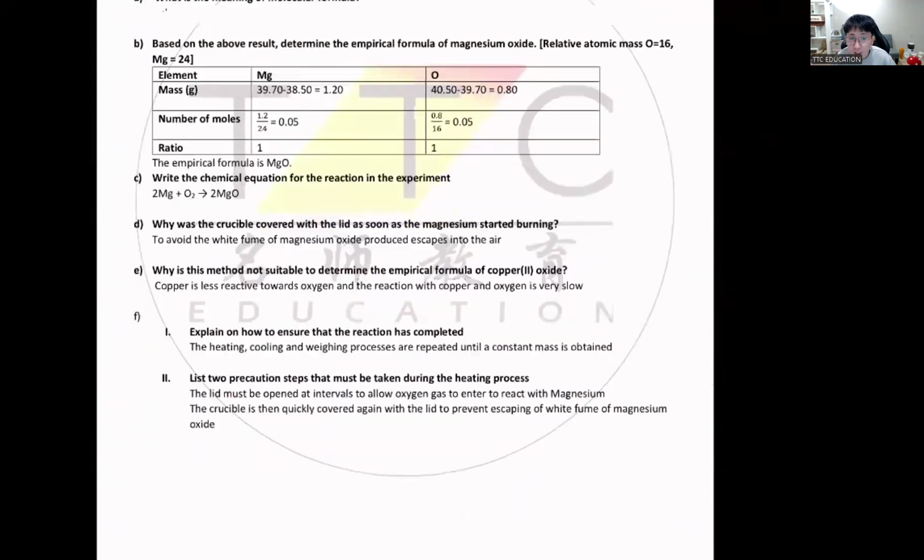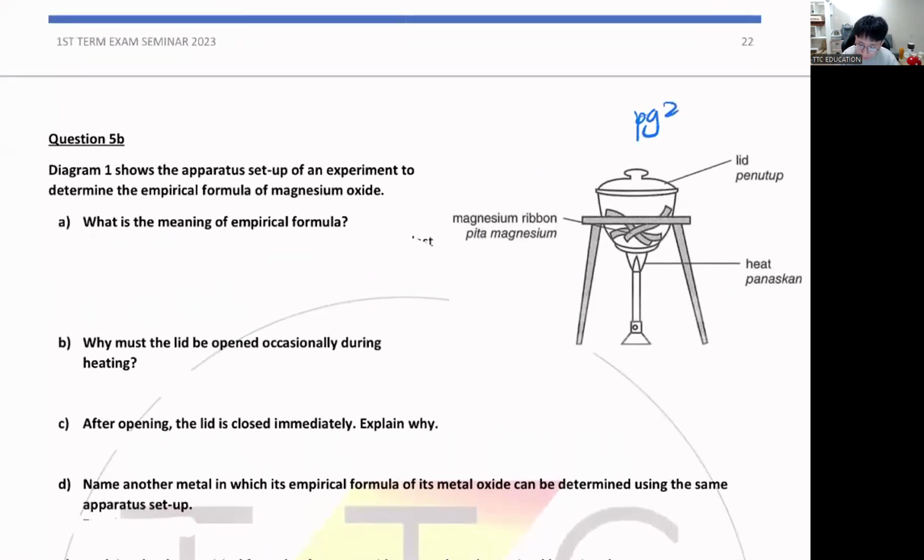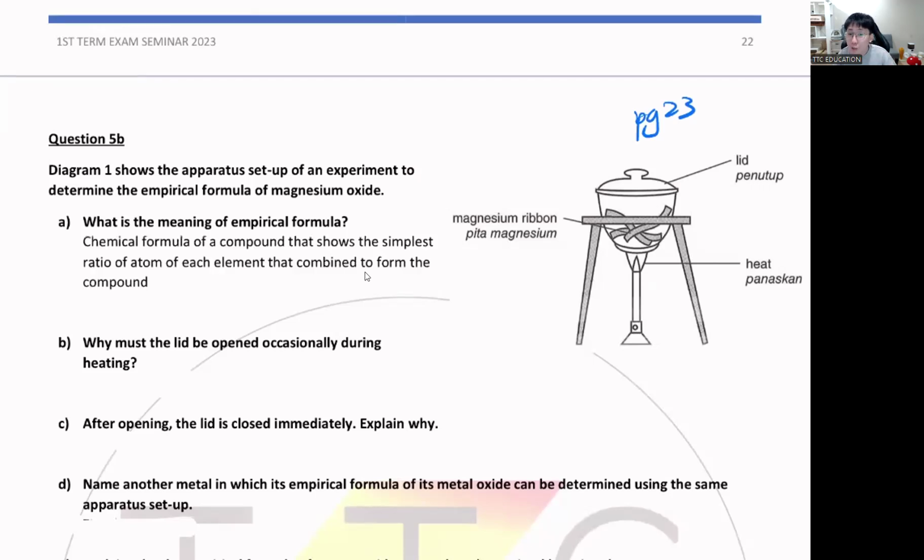Okay, maybe I do page number 23. So this is the magnesium ribbon experiment that you all did in school. I believe most of you did this in school. If your school never did this experiment, a bit sad. This one is a whole Malaysia school experiment. What is the meaning of empirical formula again, guys? This is the second time you're writing this definition. It's a chemical formula that shows the simplest whole number ratio of each atom of each element in the compound. So try to force yourself to write it again, okay?